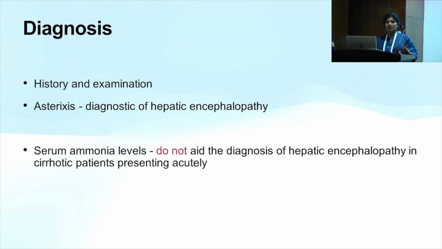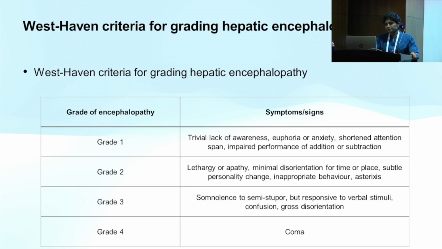Serum ammonia, in chronic liver disease patients, you should not use it as a diagnostic modality, because there are multiple fallacies. In studies they have found that the value of ammonia does not correspond with the level of encephalopathy. The other thing is, technically, like we've already discussed, it's difficult to get a correct value of arterial ammonia. So mainly your diagnosis will be by history and examination. For the West Haven criteria for grading hepatic encephalopathy, there are 4 grades you all will have to know. I'm not going to read through this now.